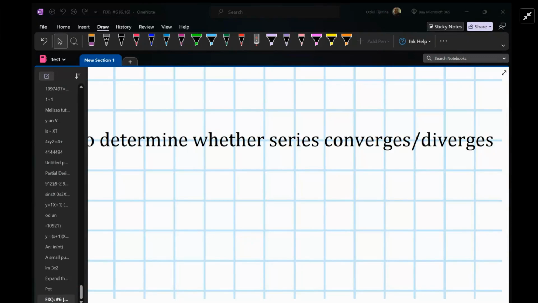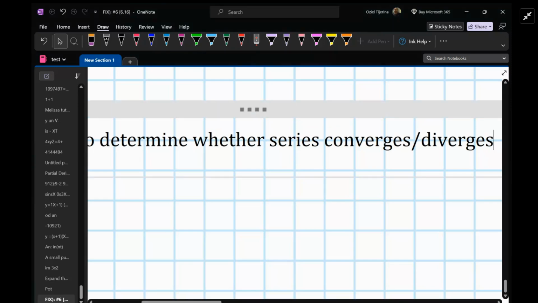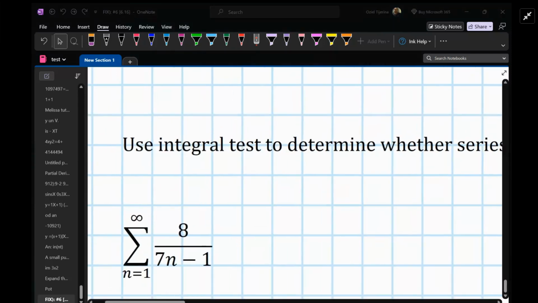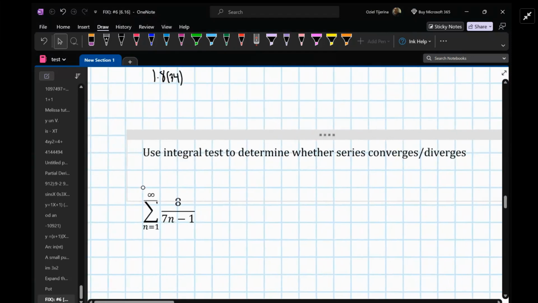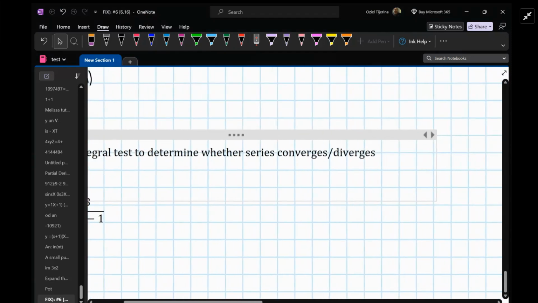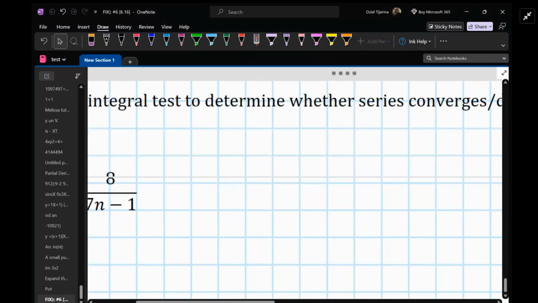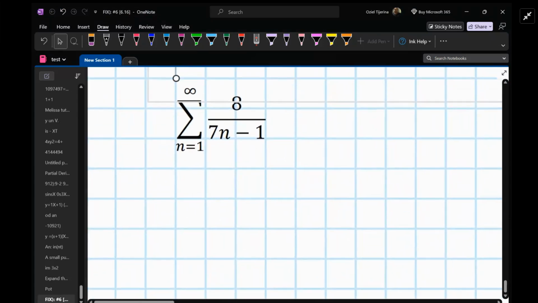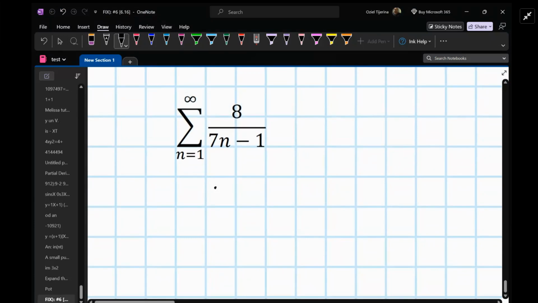Let's do this problem. It says use the integral test to determine whether the series converges or diverges. Here we have the sum from n equals 1 to infinity of 8 over 7n minus 1.